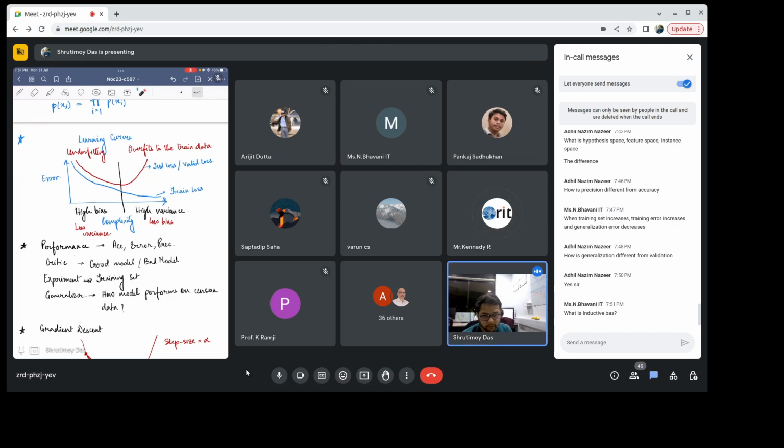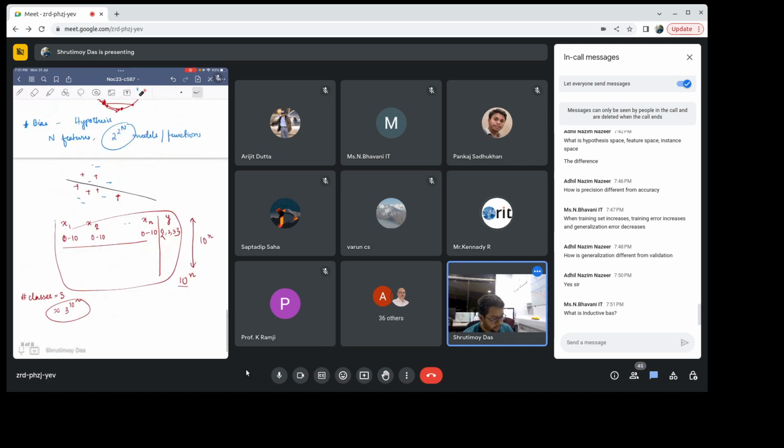Someone is asking what is inductive bias. As we saw, our hypothesis space can be very large, right? In this example we have a space of the order of 3 to the 10 to the n, which is very large. We cannot search over all possible hypotheses in this space. So we restrict our algorithm to look into a smaller space or some simpler models. For that we give some constraint to the algorithm.